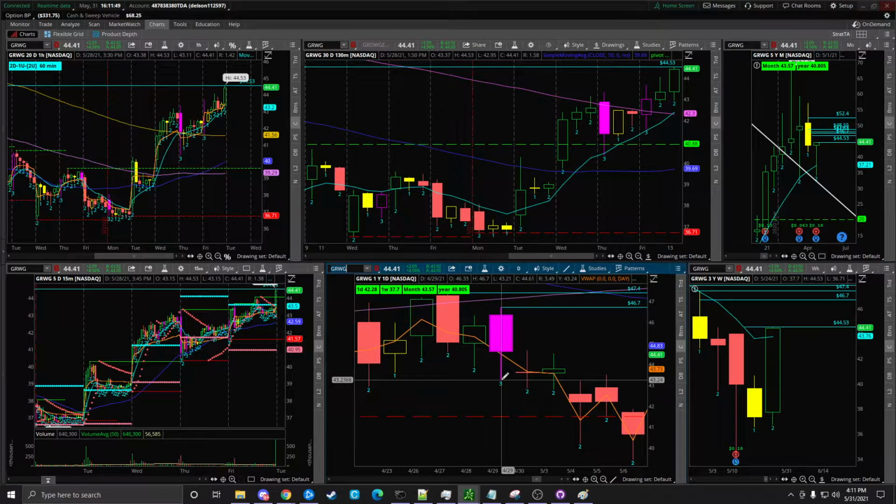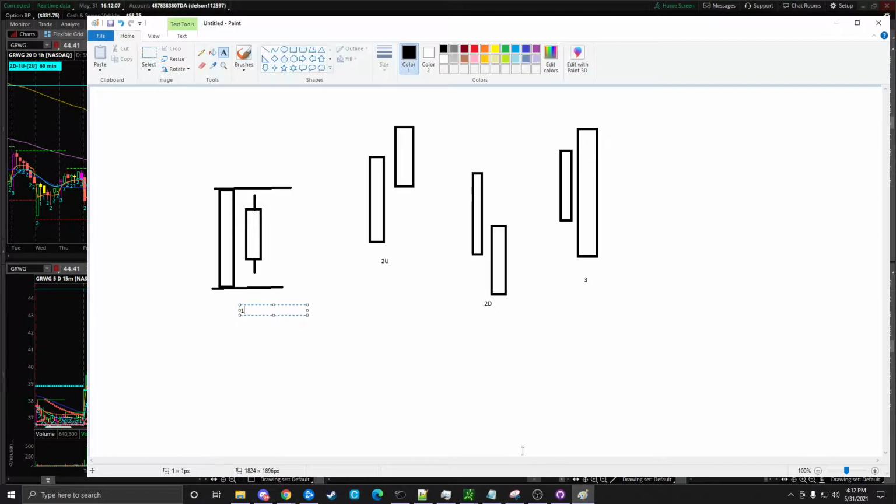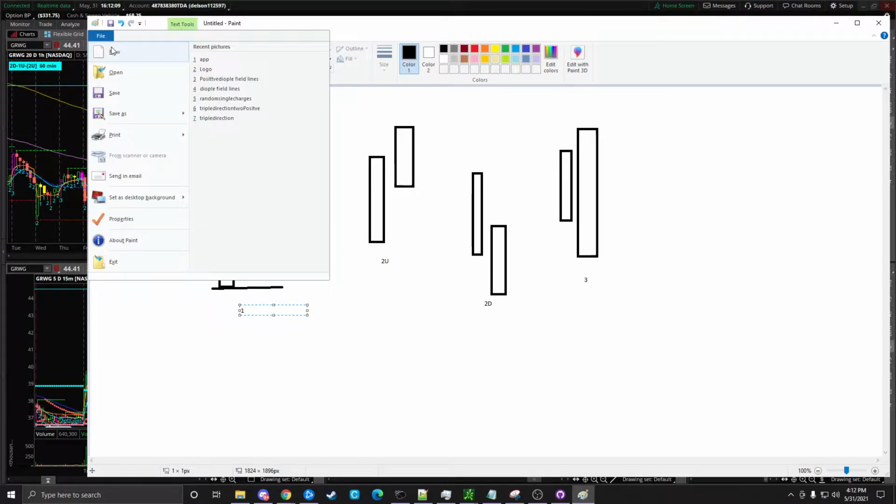So with the Strat, there are no patterns like head and shoulders, ascending triangles, yada yada yada. Price can only move in a series of broadening formations, and that's because of how price action itself works. That has nothing to do with indicators or anything like that. It's literally how price works. So what I mean by that is, where's my Paint? I will do a new Paint for you guys.